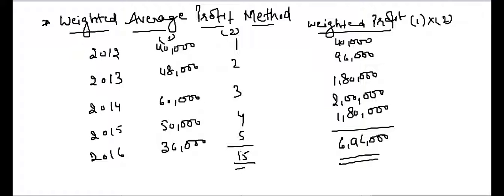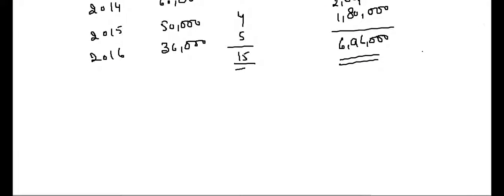Clear? We have been given the profits of the various years from 2012 to 2016. We are given the profits, right? We are given the weights. We will assign the weights to each year. Weight is the importance to each year. Then we will calculate the weighted profit by multiplying the profits with the weights. Total the weights, total the weighted profits, and we will calculate the weighted average profits.